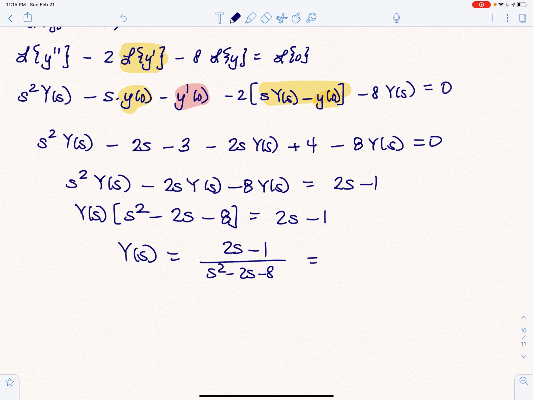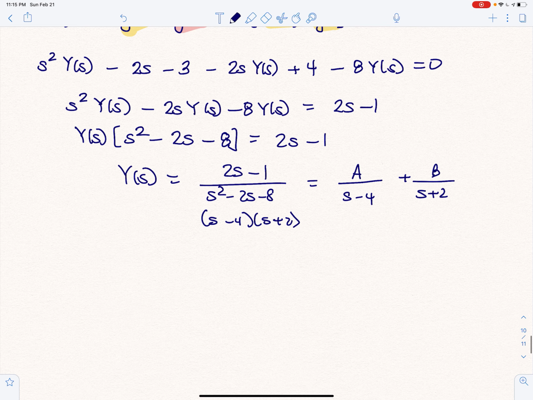So we know we're going to need partial fractions here. The factors are, lo and behold, s minus 4 and s plus 2. So this is some A over s minus 4 plus some B over s plus 2. And I multiplied both sides by the LCD to clear the fractions out to make this easier to work out. And we substitute values of s. That seems to be the easiest way to go.